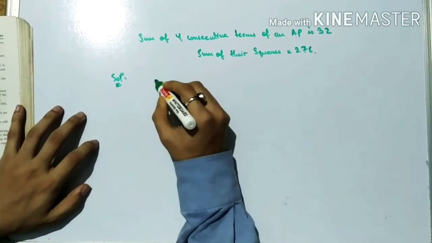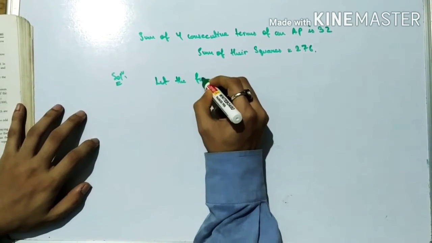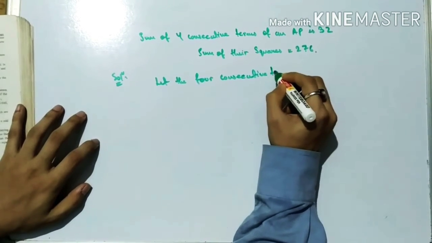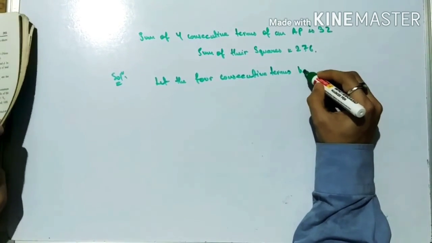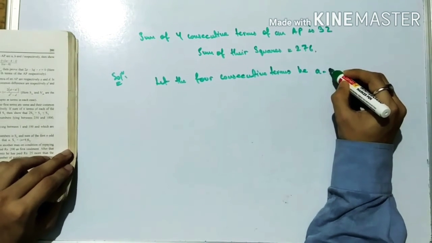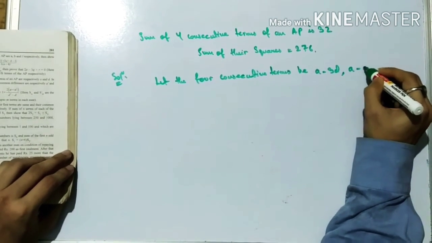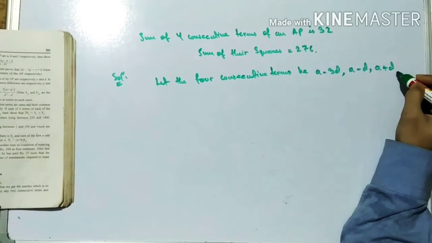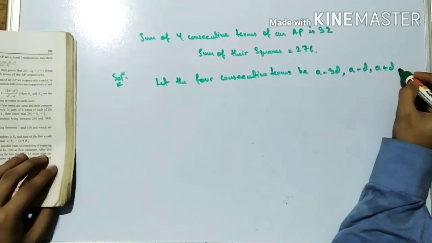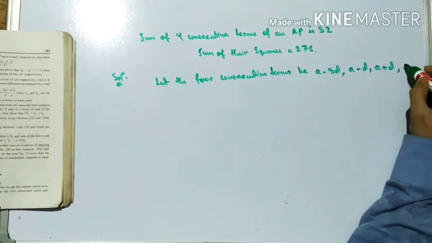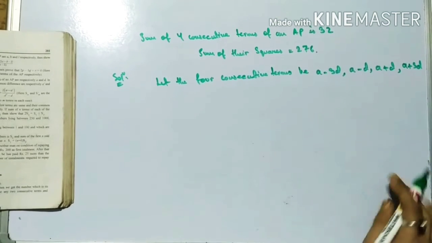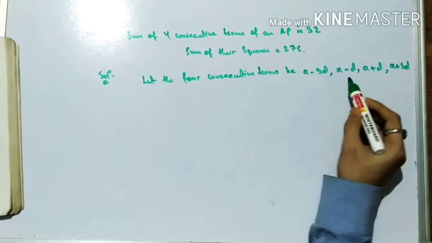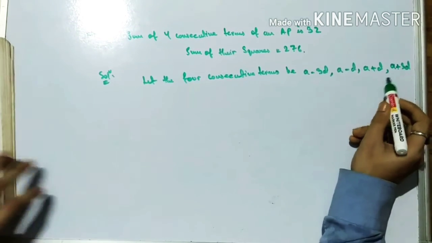So four consecutive terms I can take. Let the four consecutive terms be a minus 3d, a minus d, a plus d, and a plus 3d.